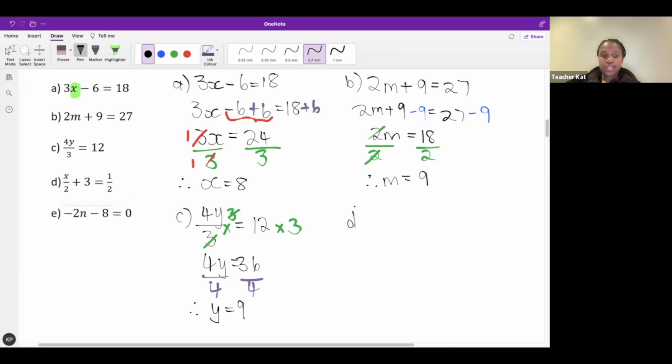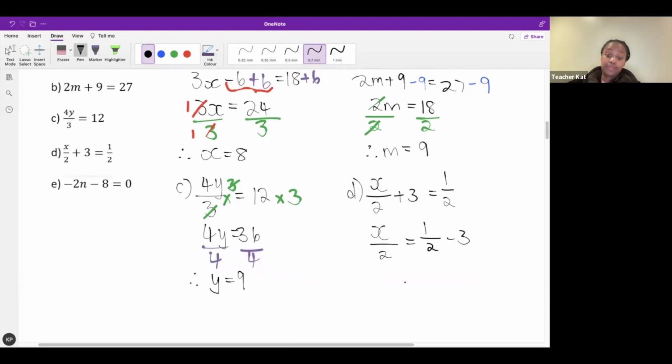Let's go to D. X divided by 2 plus 3 equals a half. All right, let's get going. Minus 3. So I have x over 2 is equal to a half minus 3. What is a half minus 3? And I want you guys to give me an improper fraction. Nice, Senyani. This is negative 5 over 2.